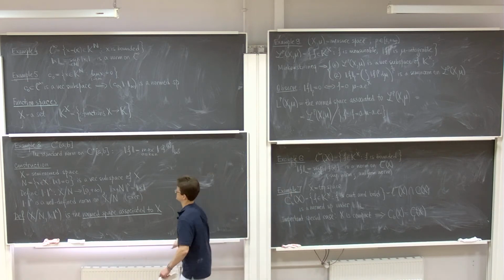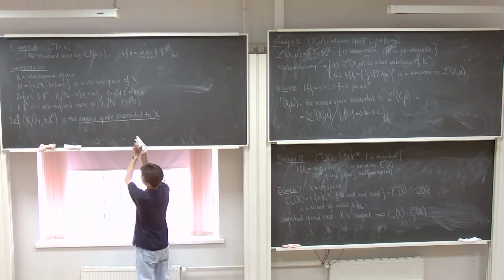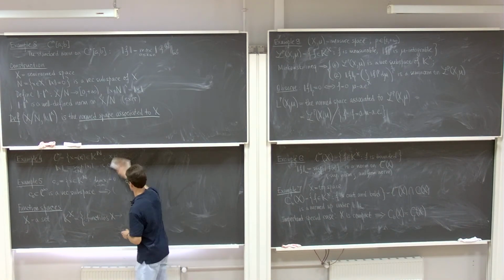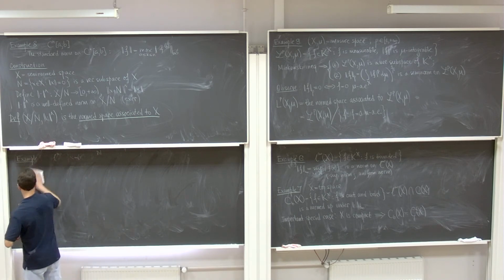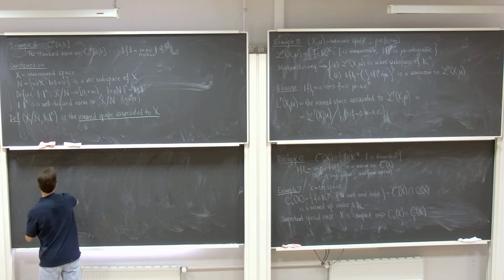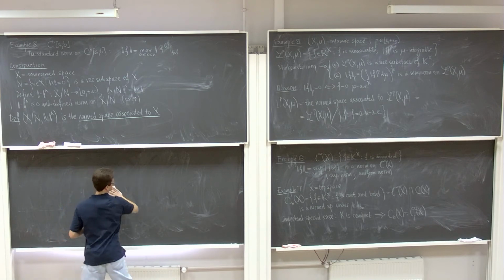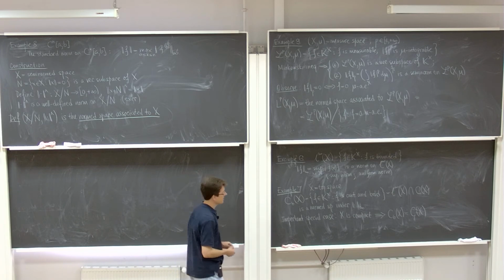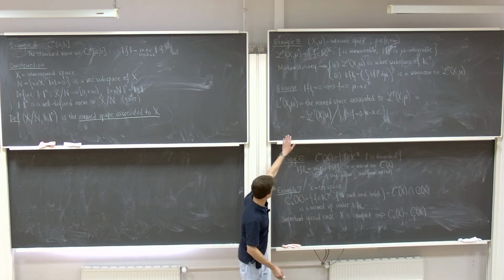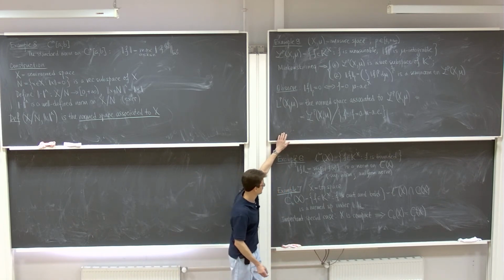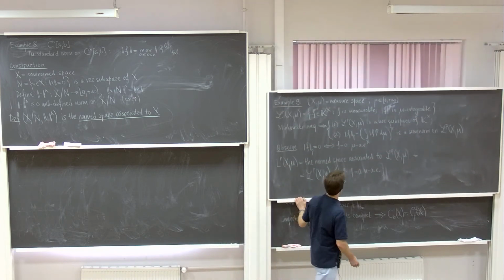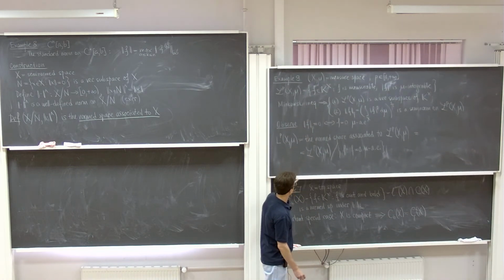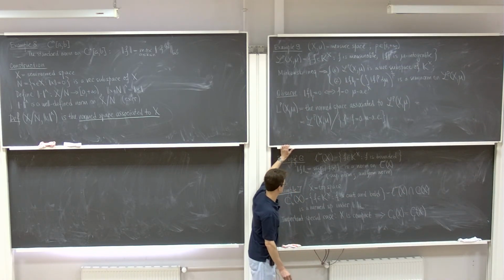So where should I proceed here? Okay, let's now define. At this point, p is finite. p is greater than or equal to 1, but it is finite. Let's now try to define the big L infinity space.